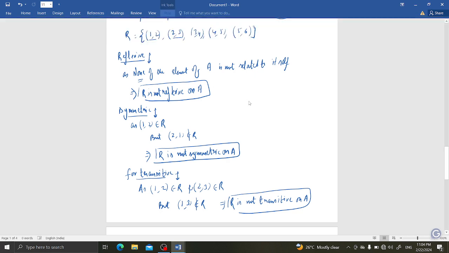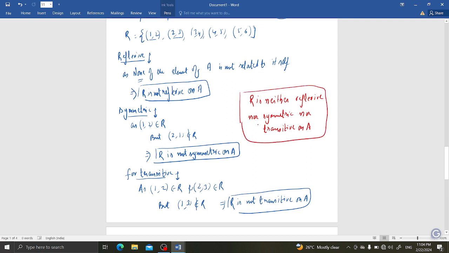So here we can say again, R is neither reflexive, nor symmetric, nor transitive on A. Okay, I hope you understand both the questions.